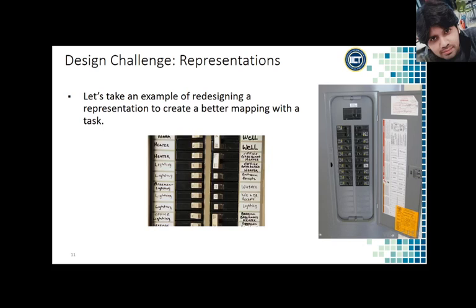Like this. Instead of writing a list on the right that we then have to map up to the breakers themselves on the left, we can just write on each breaker what it controls. That way we just have to look at the breakers themselves to find the breaker that we are interested in. But then they still have to manually scan through all of them.